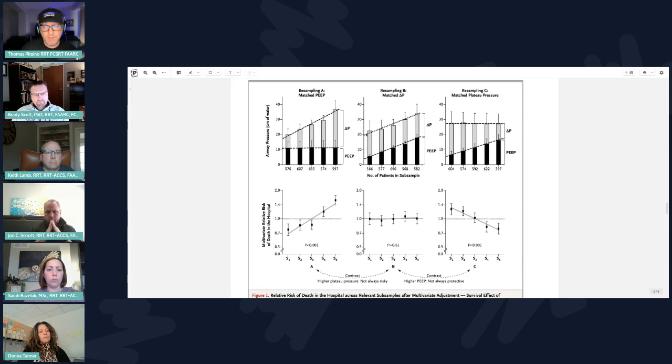And then here we have patients with varying, increasing levels of plateau pressure and increasing levels of PEEP. And you can see across all these examples, the driving pressure is the same and there's no impact on outcome here, which is why the line is essentially flat.